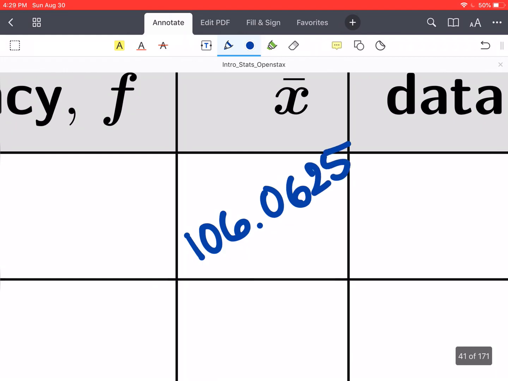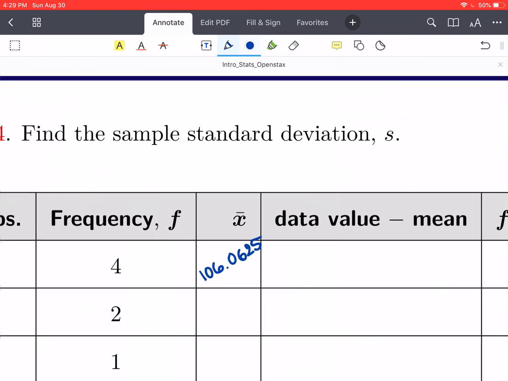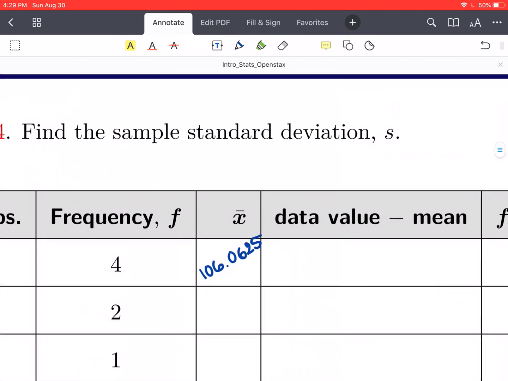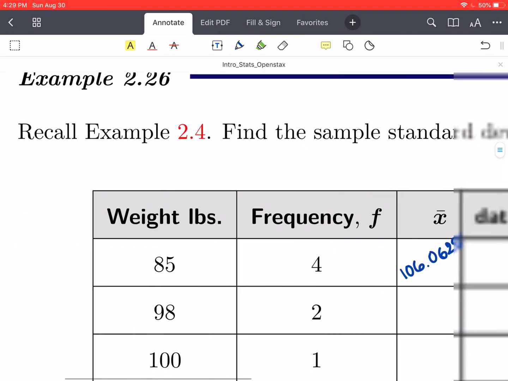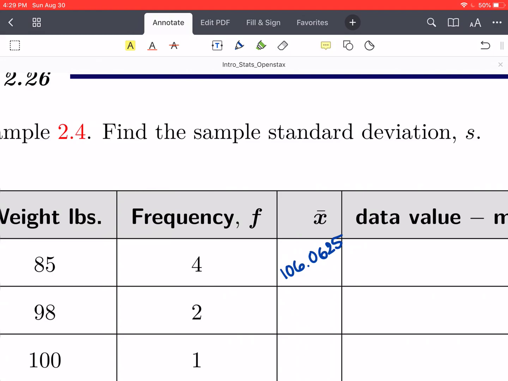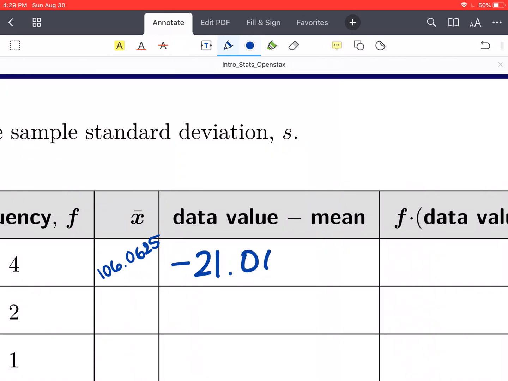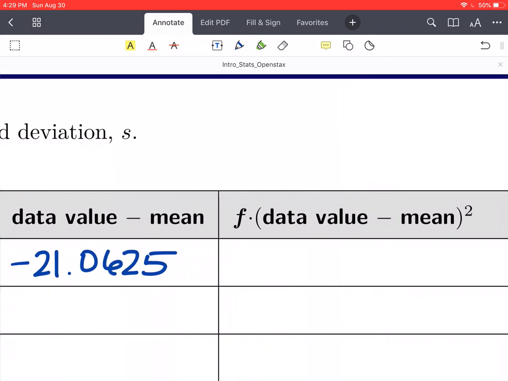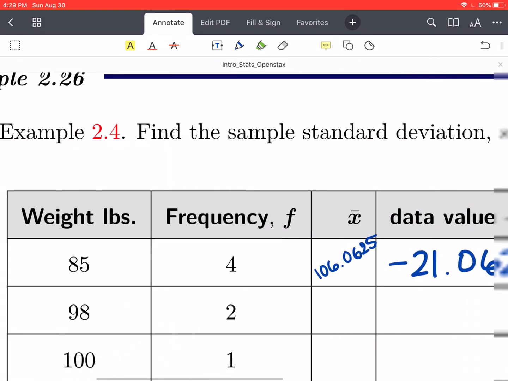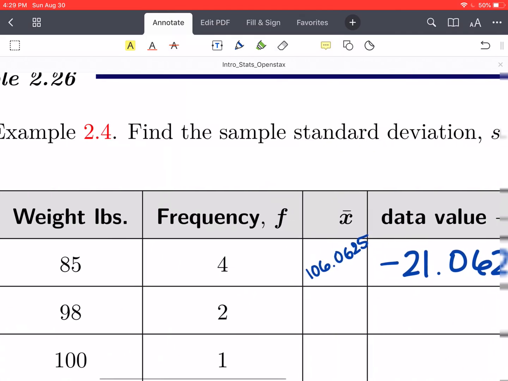106.0625. Okay, and then you would take data value minus mean, so 85 minus 106.0625, so that's going to be negative 21.0625. Then we have to take into account that this data value of 85 repeats 4 times.